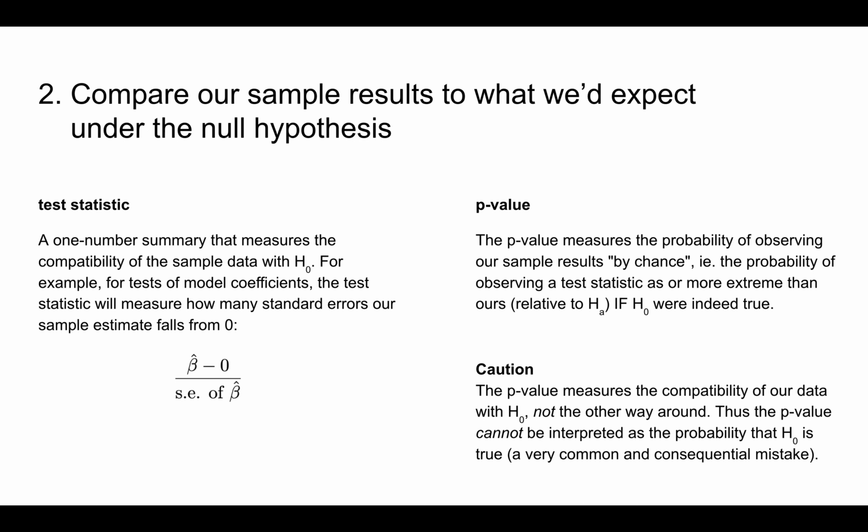Thus, as tempting as it can be, the p-value cannot be interpreted as the probability that the null hypothesis is true. That hypothesis is either true or it's not, with probability 1 or 0. Now, even though this is not how we can interpret a p-value, it is a very common and consequential mistake that's important to keep in mind moving forward.